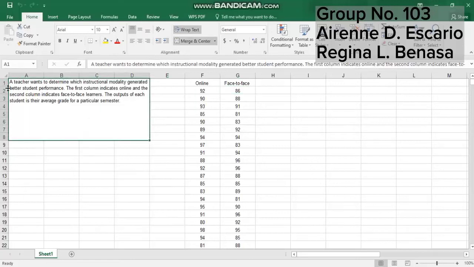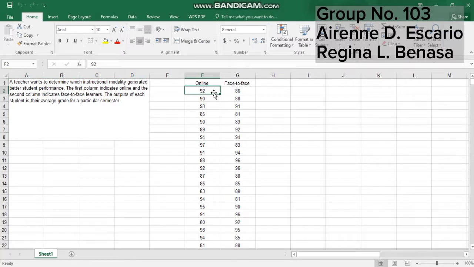A teacher wants to determine which instructional modality generated better student performance. The first column indicates online, and the second column indicates face-to-face learners. The output of each student is their average grade for a particular semester. For example, a student generated an average grade of 92 under online mode of learning, same as the next student who got 90 average of his or her grade.